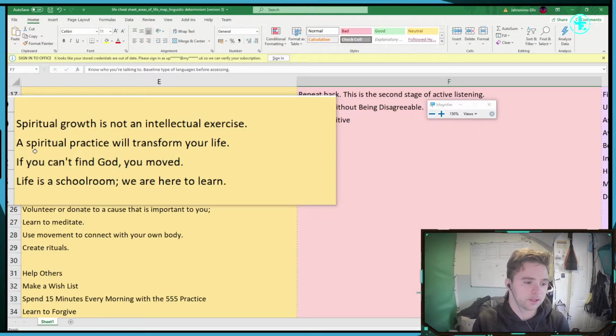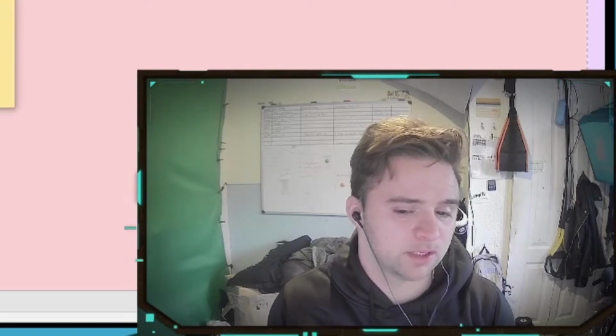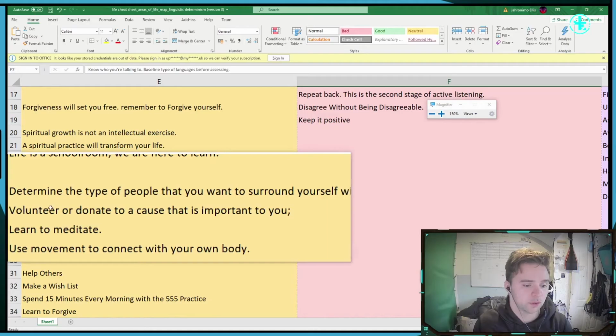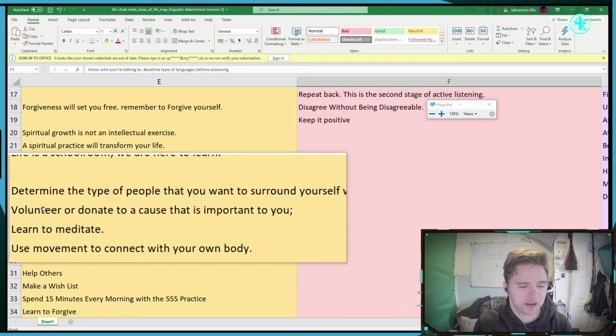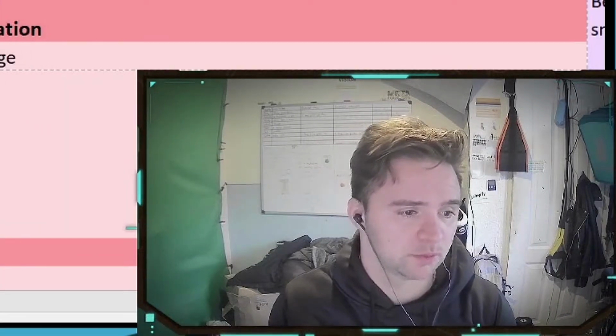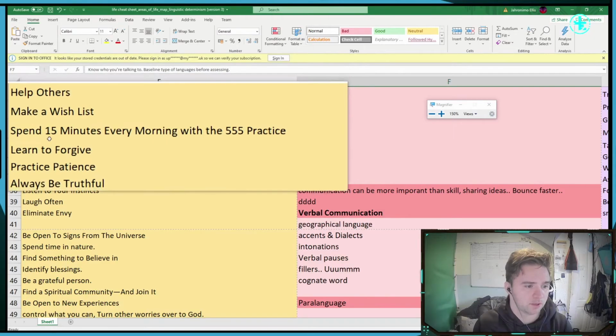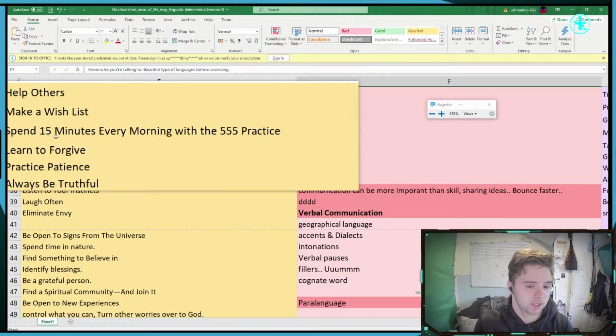So I think that this will be important for 2021 and the sort of goals that I want to be setting myself. A lot of these I don't really think applies to me, but it's good to have it written down. Volunteer or donate to a cause that is important to you, spiritually or passionately, something you're passionate about. Learn to meditate. That's the true reason why I got this. Make a wish list. Spend 15 minutes every morning with a 5-5-5 practice.